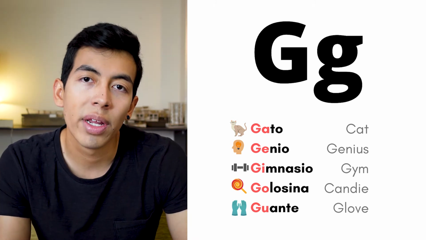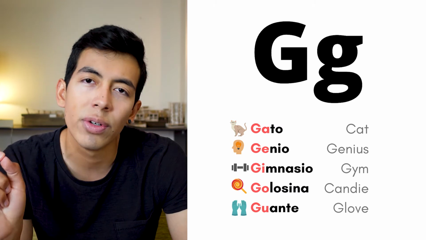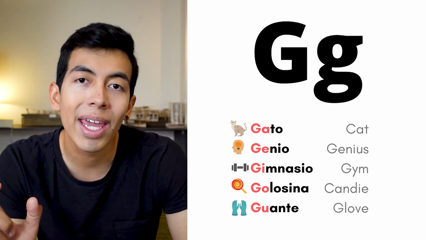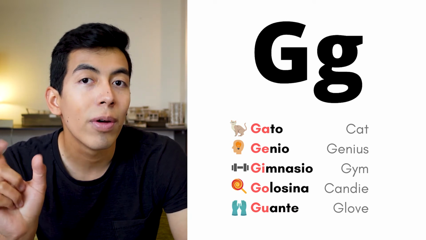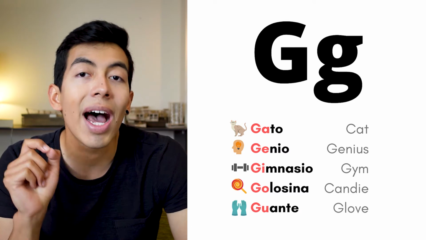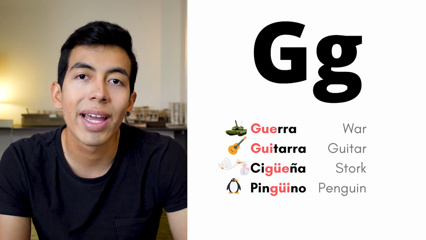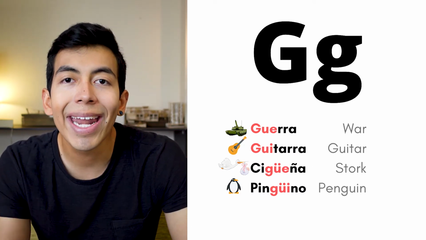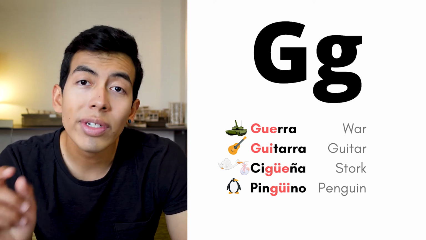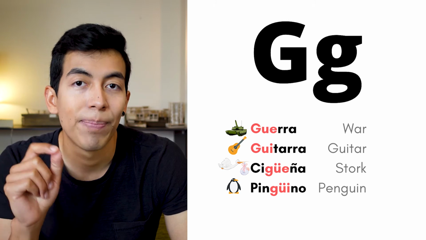And you may be wondering, what do I have to do in order to produce the sound ge and gi? Well, you have to add a U between the G and E and between the G and I. So we have words like guerra, guitarra. And also there is something called diéresis.